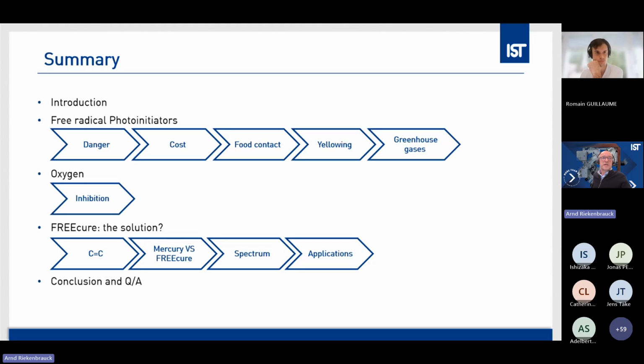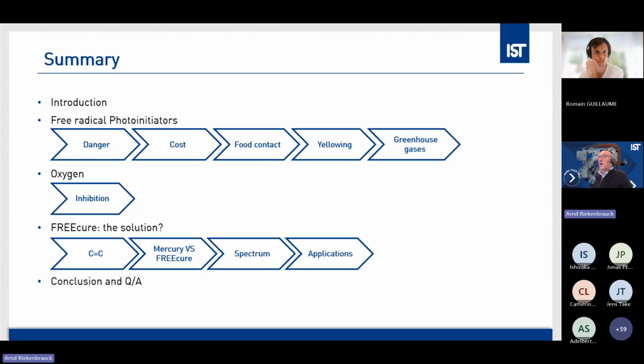Then we cover oxygen. Oxygen reduces curing efficiency by inhibiting the polymerization. And we will have a look on the possibilities we have with FREEcure to get rid of oxygen inhibition and to avoid tacky surfaces due to radical trapping. So then in the last part, we have a look on FREEcure if it can be a solution. The way we create double bondings without use of photoinitiators using higher electromagnetic energy. We have a look on a comparison between a FREEcure lamp and a conventional mercury lamp. A look on the spectrum, where is the strong point, where is the strong energy output in a FREEcure technology.